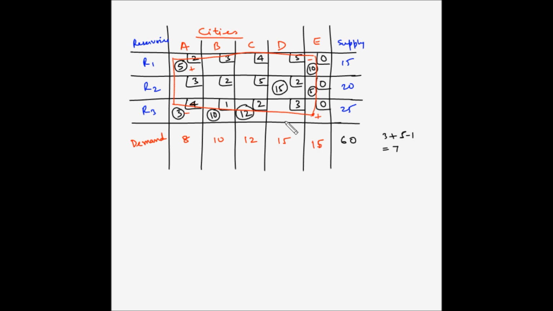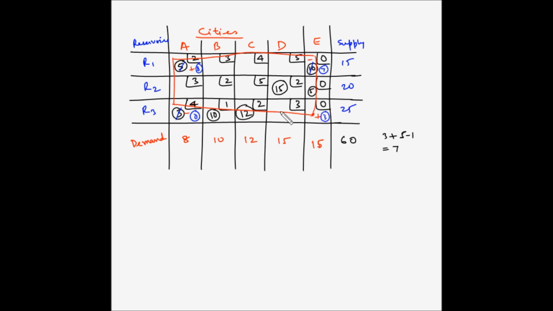Now we have to subtract the smallest of the figures from each square at the negative sign on the closed path and add it to each square at the positive sign on the path. So out of the two squares with negative sign, the smallest allocation is 3. So we'll subtract 3 and add 3. First let's add 3 here. Subtract 3, so this becomes 7. Add 3, so this becomes 8. And subtract 3, so this becomes 0.